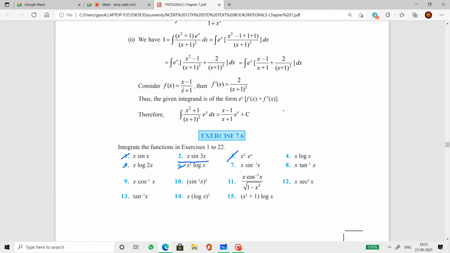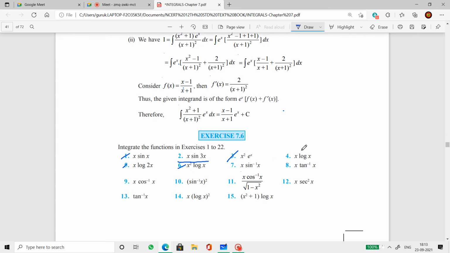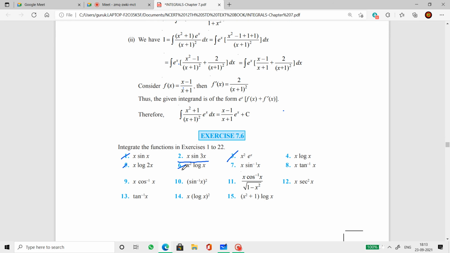So let's go to algebra and logarithmic combination. Question number 4, 5, 6 are that type, and I'm going to do the 6th one. Based on that, you can try 4 and 5. 6th question, integration of x square log x.